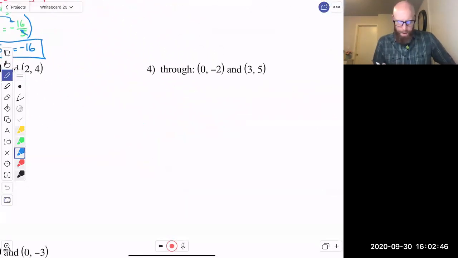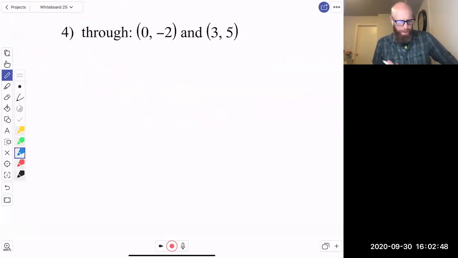Let's skip around a little bit. Let's go down to this one. Okay, here's another one. Let's try one more and do the same thing. Let's get all these forms going. So let's go m equals y2 minus y1 over x2 minus x1: 5 minus negative 2 over 3 minus 0. Again, negative and negative, that's add. So we are going to get 7 over 3. There's my slope.